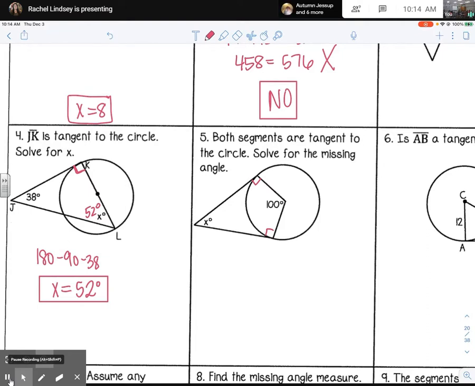Anytime you have a quadrilateral with 2 tangents like that, these 2 angles on the points are always going to add to equal 180. If you forgot that, you could always do 360 minus 100 minus 90 minus 90. But since you know that those 2 angles add to equal 180, you can just do 180 minus 100. And what would x equal? 80.